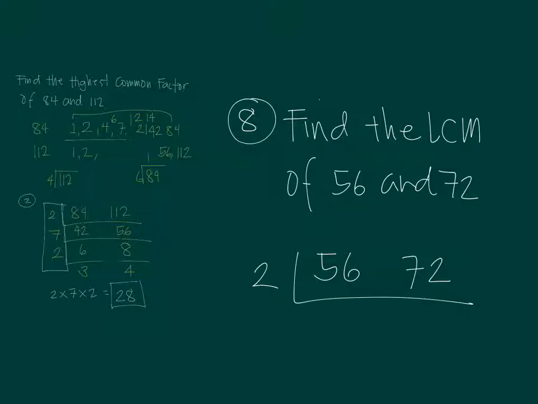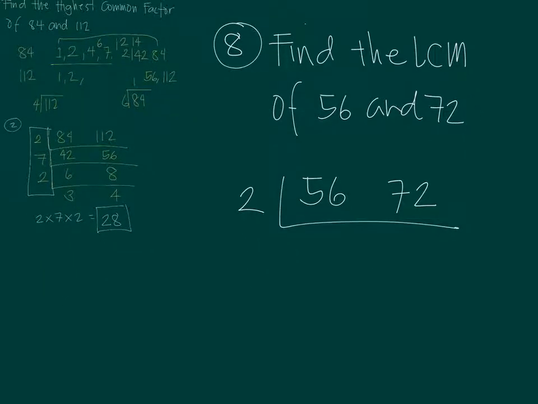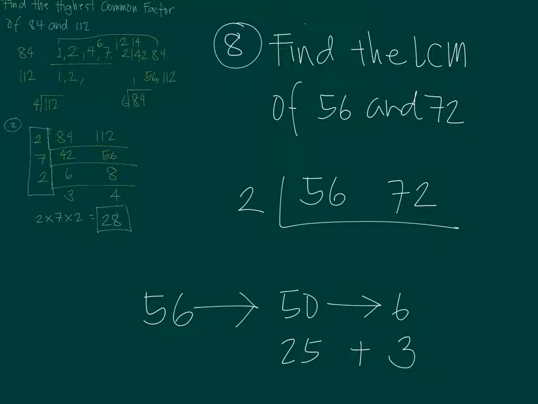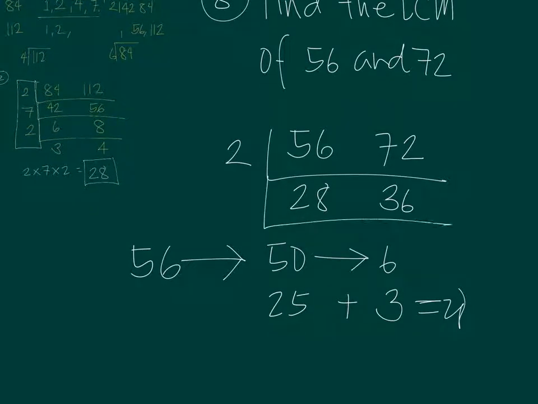I'll give you a technique on how to take the half of a number. Think of 56 as 50 and 6. Half of 50 is 25. Half of 6 is 3. So 25 plus 3 is 28. So 56 divided by 2 is 28. Half of 72: half of 70 is 35, half of 2 is 1, so 36.